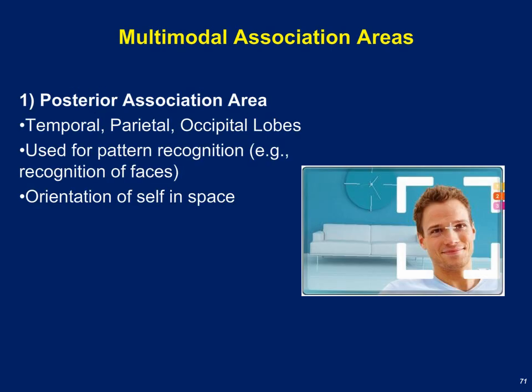In addition to having an association area with each of the primary sensory areas, we also have something called a multimodal association area. A multimodal association area is an area of the brain that receives sensory input from multiple regions. For example, the posterior association area receives sensory information from the eyes, also from the ears, and also from the vestibular cortex. And so this area is very important for recognizing patterns. For example, being able to recognize somebody's face and put a name to it. It's also important in recognizing language.